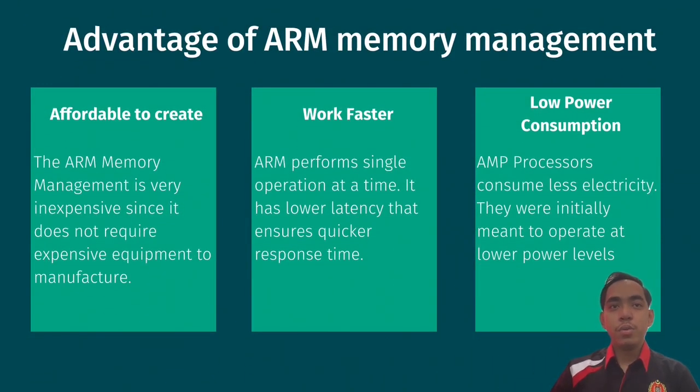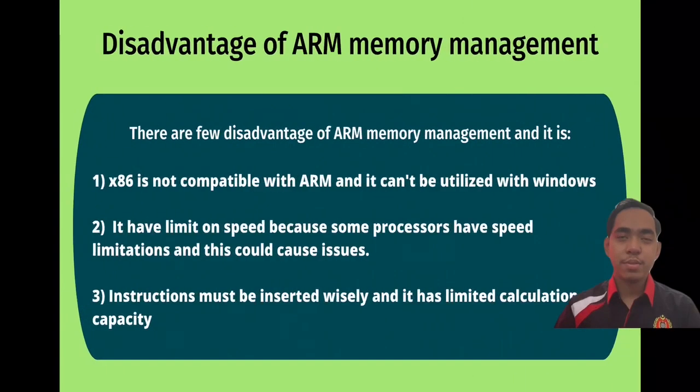Now we take a look at the advantages of ARM memory management. The first one is affordable to create. The ARM memory management is very inexpensive since it does not require expensive equipment to manufacture. Other than that, it works faster. ARM performs a single operation at a time. It has lower latency that ensures quicker response time. And lastly is low power consumption. ARM processors consume less electricity. They were initially meant to operate at lower power levels.